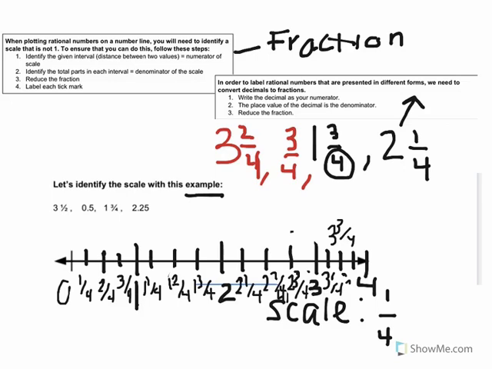So the last thing that we need to do here is just plot our rational numbers on the line now. So we can see that our first number is 3 and 2/4. So let's find our whole number 3 and count our fourths. So we have 3 and 1/4, 3 and 2/4. So let's plot our point right there on 3 and 2/4.